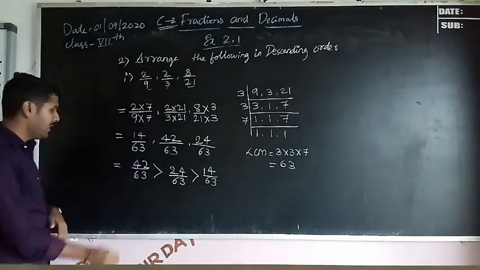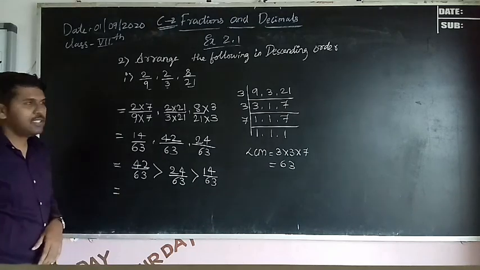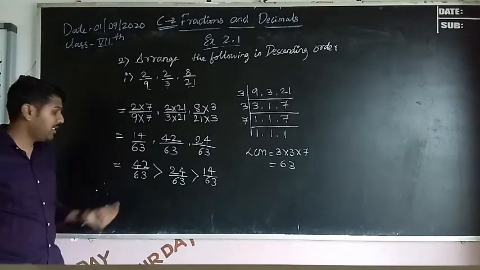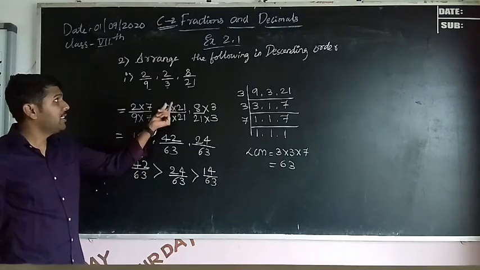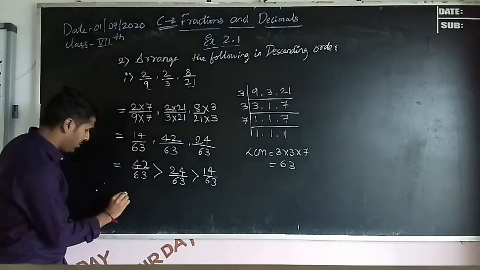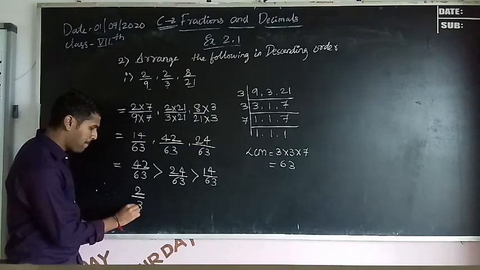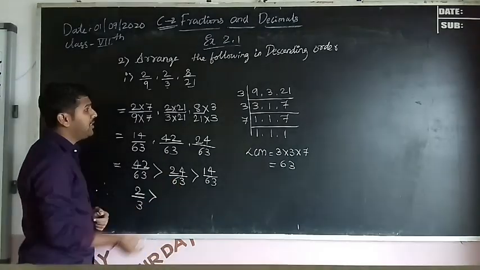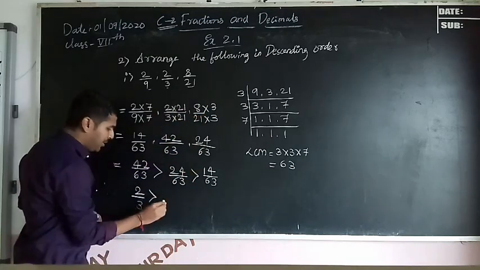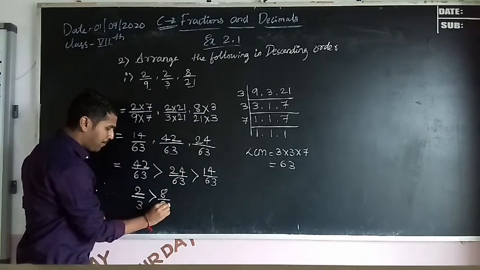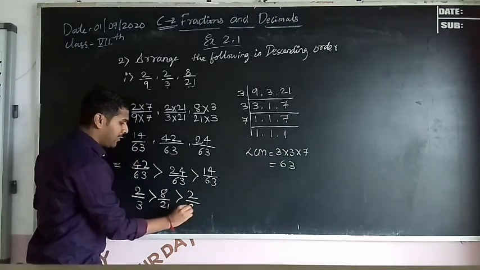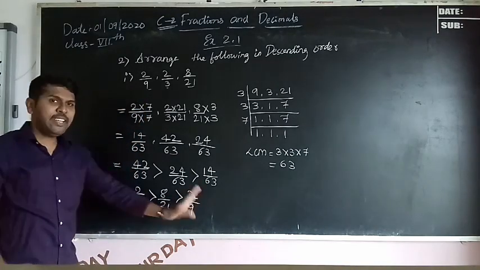14 by 63. So what is the original number? Therefore, 42 by 63 is 2 by 3, no? 2 by 3. Next, 24 by 63 is 8 by 21, and the remaining number is 2 by 9. So this is the descending order.